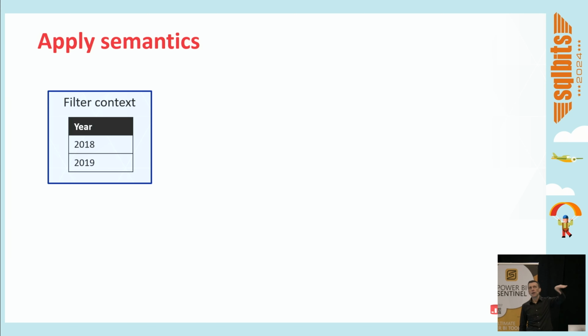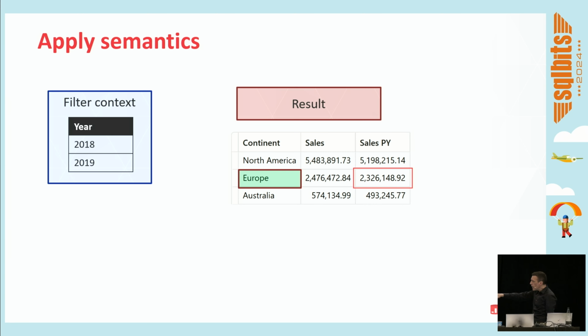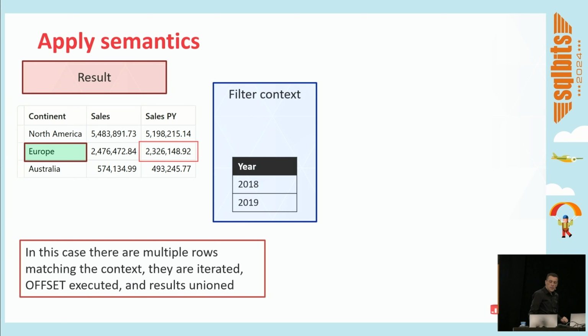So the summarize had a filter. Imagine you have a filter in the filter pane of your report, 2 years, 2018, 2019. In the result, we have seen that Europe has, for sales, the sum of those 2 years, and we want to understand what is the result of sales previous year. So for the cell that we are analyzing, the filter context has 2018 and 2019. So there are 2 rows, 2 years selected, not one. So what is the meaning of current row here? Let's move forward.